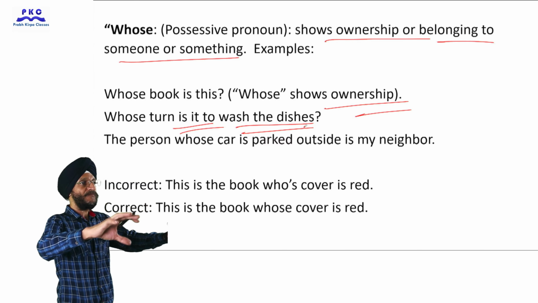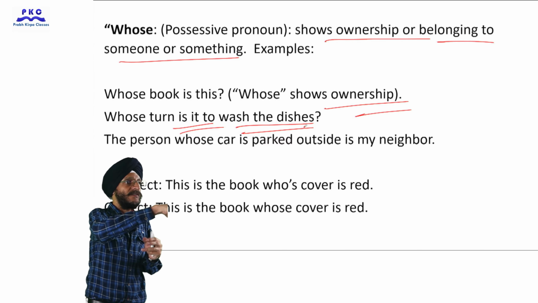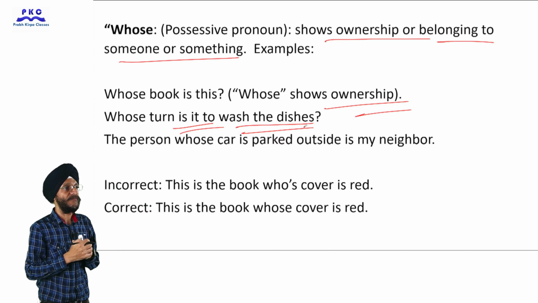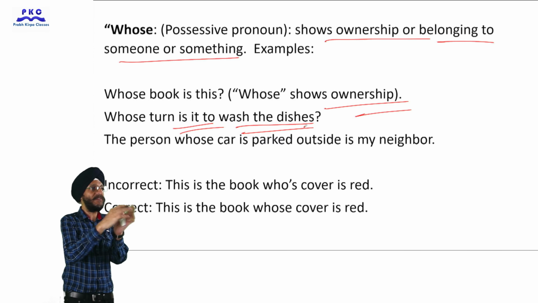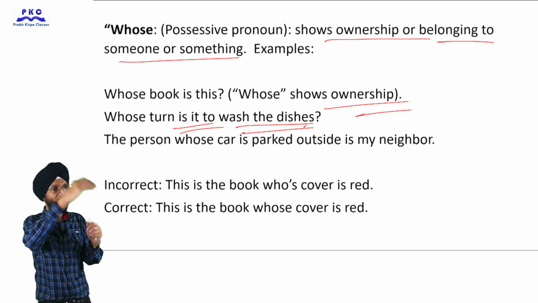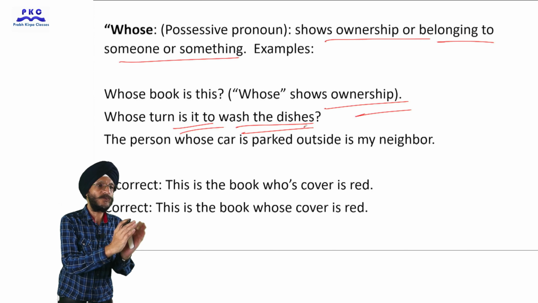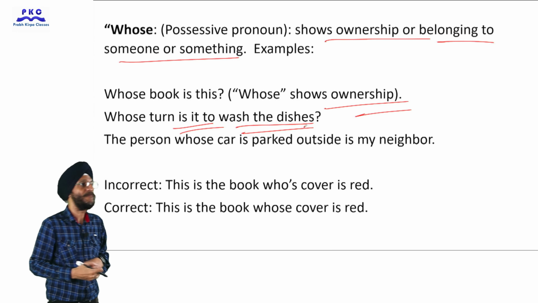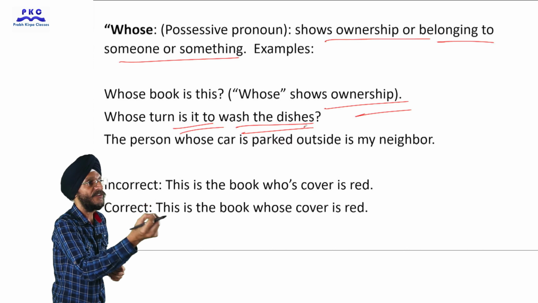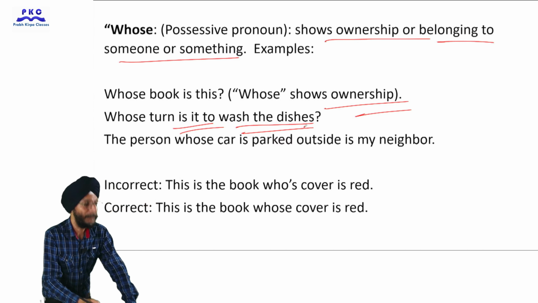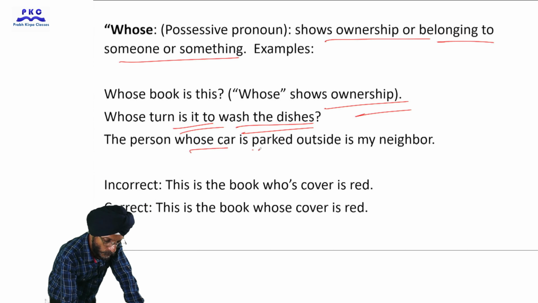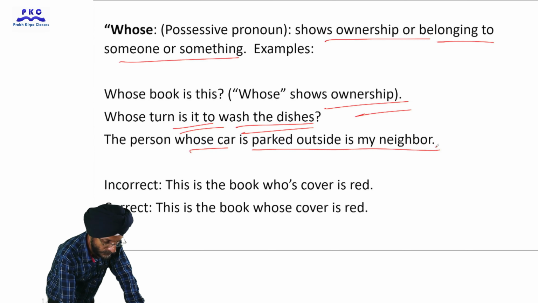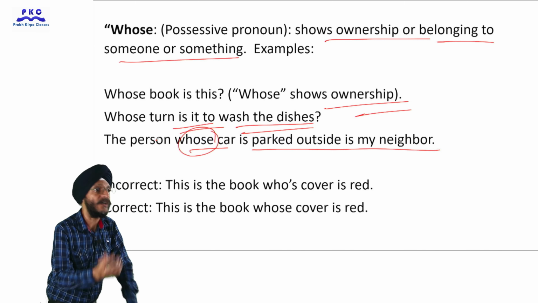There may be some students residing in a room collectively, and they may be washing the dishes one by one. One day a student may be doing the job, another day another student may be washing the dishes. So whose turn is it to wash the dishes? The person whose car is parked outside is my neighbor. Whose represents the ownership. Whose car?